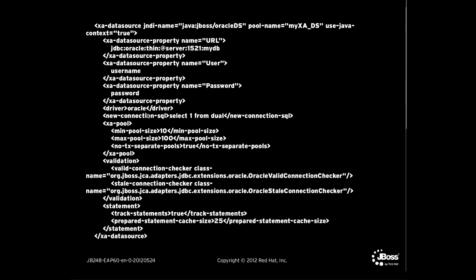Where there are some differences is the use of a common tag, XA data source property, to define the connection URL and the security information. So whereas we would have seen a connection URL tag, in this case we use XA data source property and then name URL. The name attribute has a defined list of allowed values, URL, user, and password being 3 of them, to define the connection URL, the username, and the password to connect to the data source.